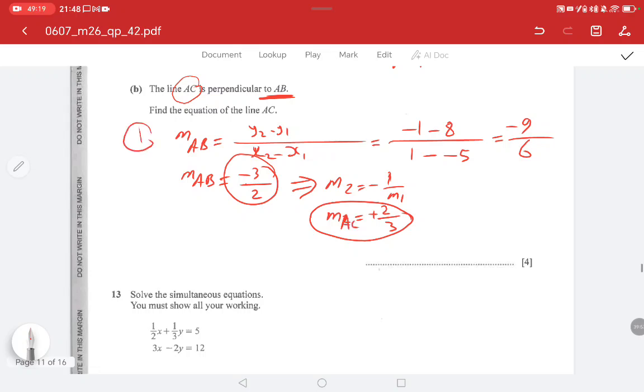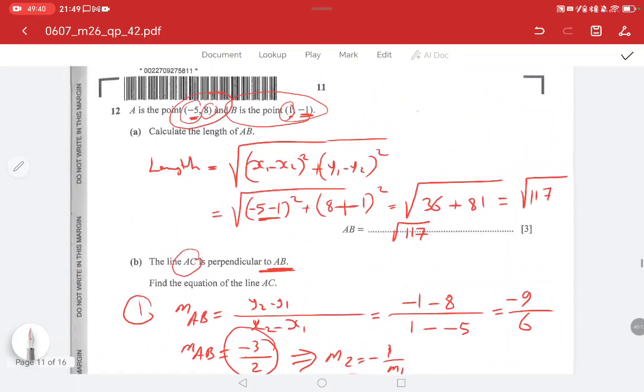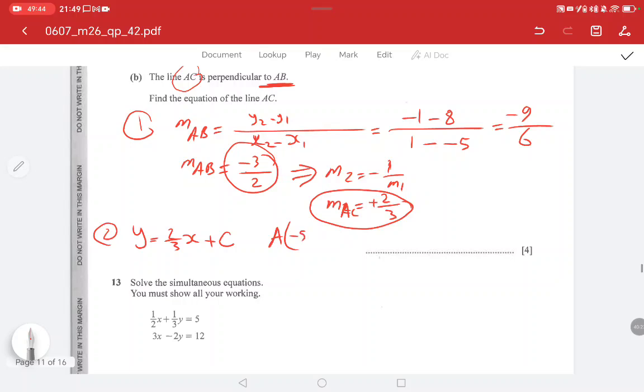Okay, so we have the gradient now. This is our first step. Second step, our equation is y equals 2/3 of x plus c. What's c? We need to substitute a point on the line. They said this is line AC, so we can substitute A. If you have C, of course use C, but you don't have C. You have A, which is negative 5, 8. So y is 8, equals 2/3 times negative 5 plus c. So this will lead to 8 equals negative 10/3 plus c. So it's 8 plus 10/3. This is our c.